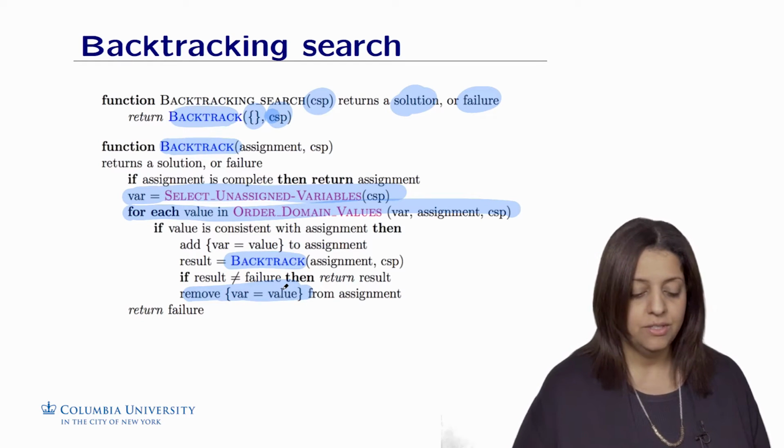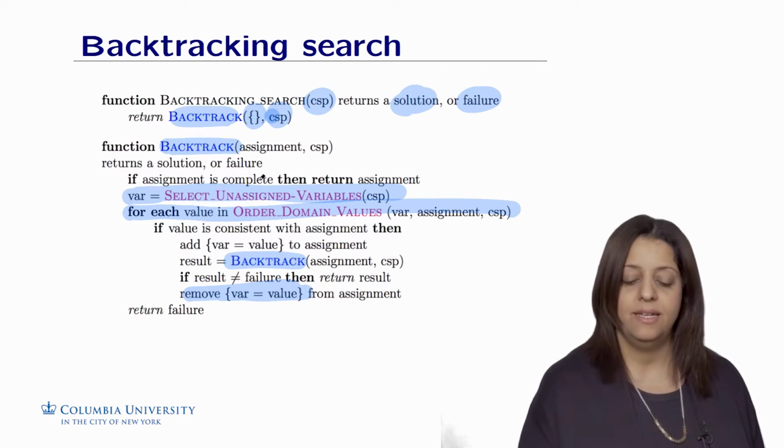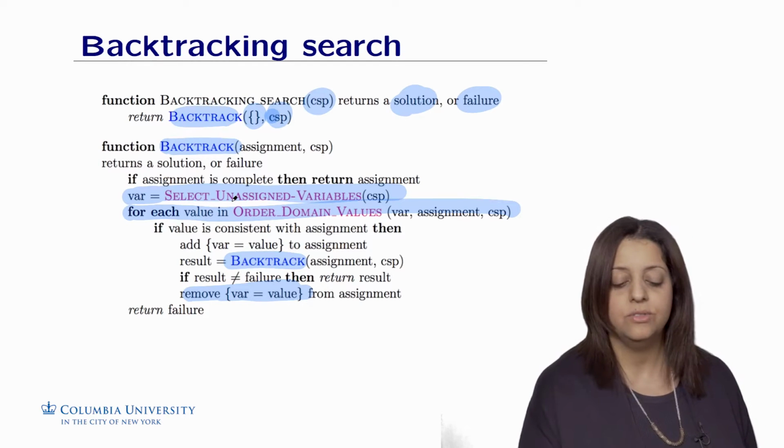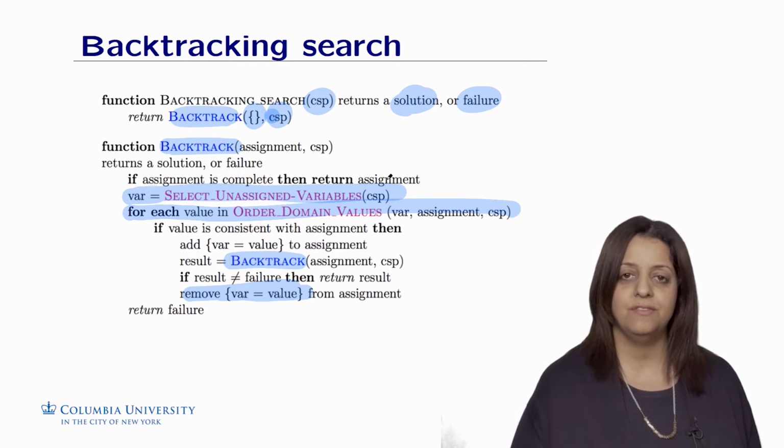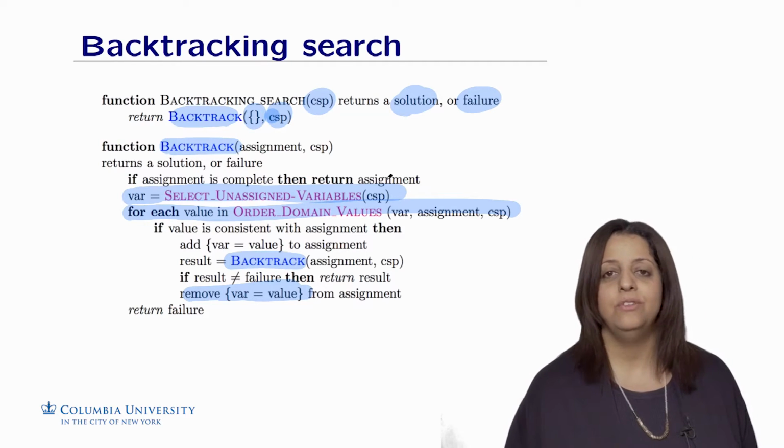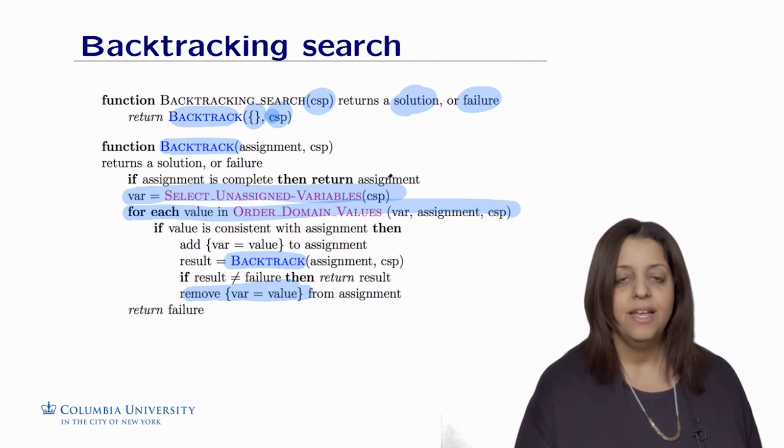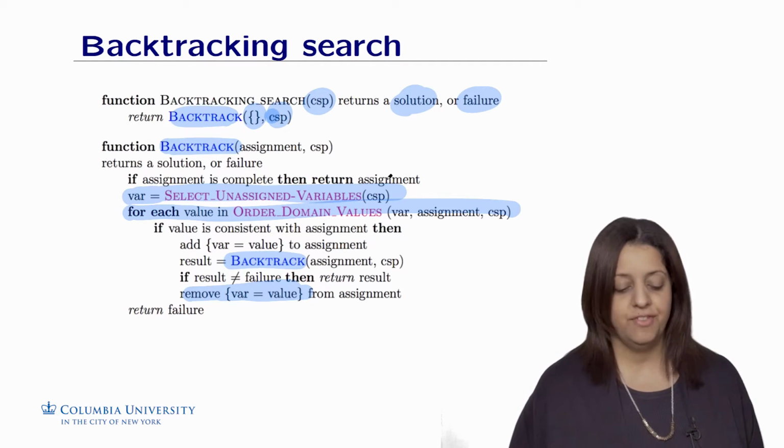So in other words, if the assignment is complete and it's consistent, we're going to return the assignment. Otherwise, we're going to pick a variable, pick a value, try it, and add that as a possible assignment. If we meet a failure, we are going to backtrack, try other values, and so on and so forth. So this is a simple recursive function.